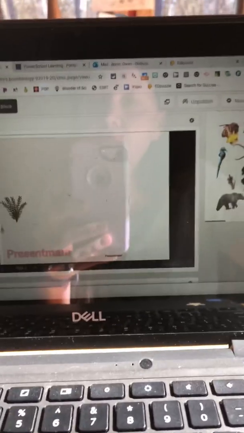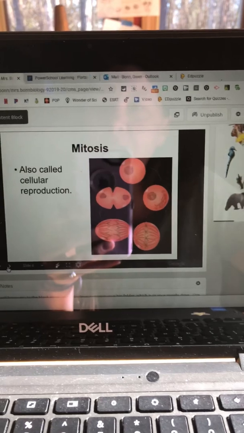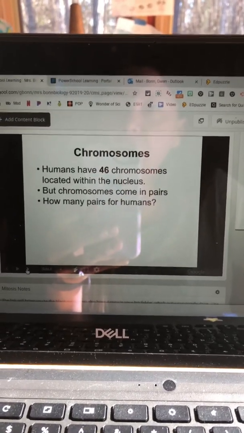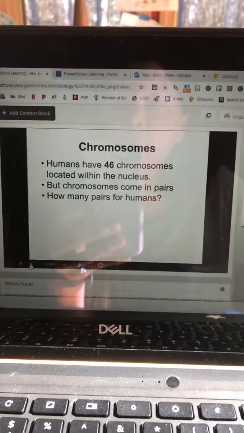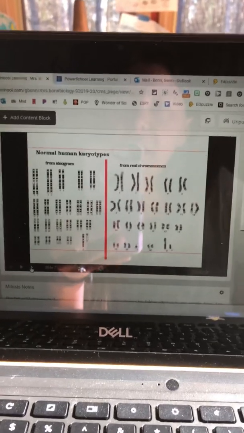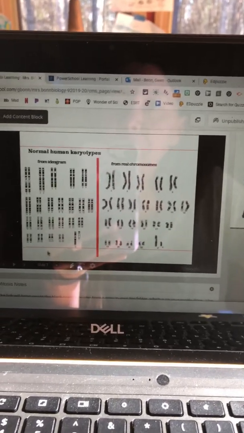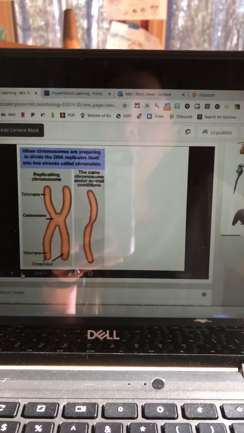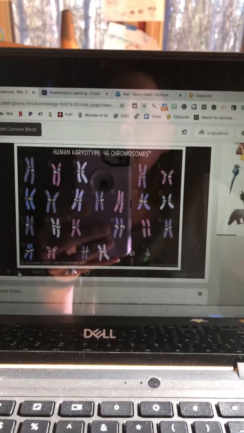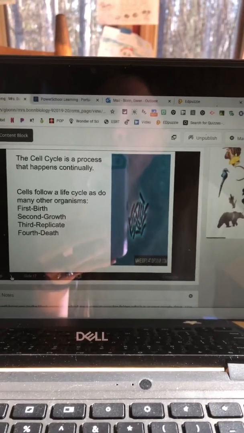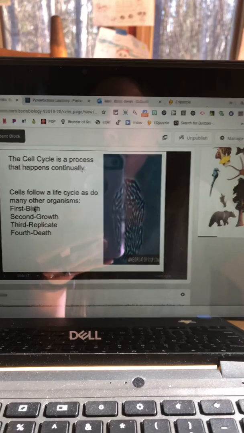So looking quickly through your notes, mitosis is cellular reproduction. It makes new cells identical to the parent, just like asexual reproduction. Next week, we will be talking about sexual reproduction, but this week is asexual reproduction. These are all of your body chromosomes. This is happening at the genetic level, inside the nucleus of your cell.